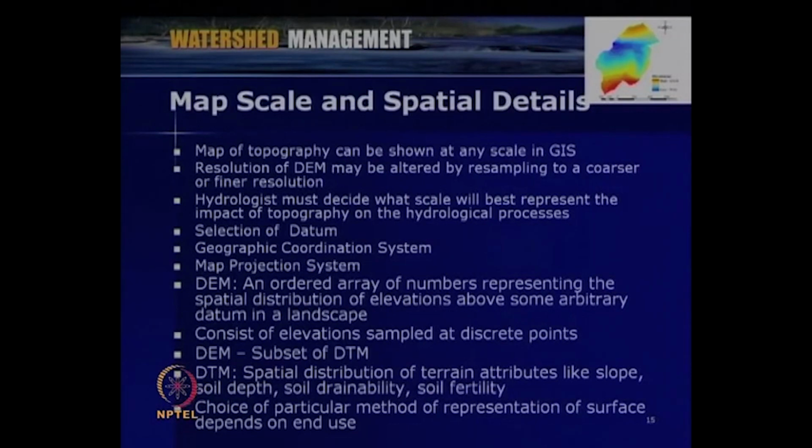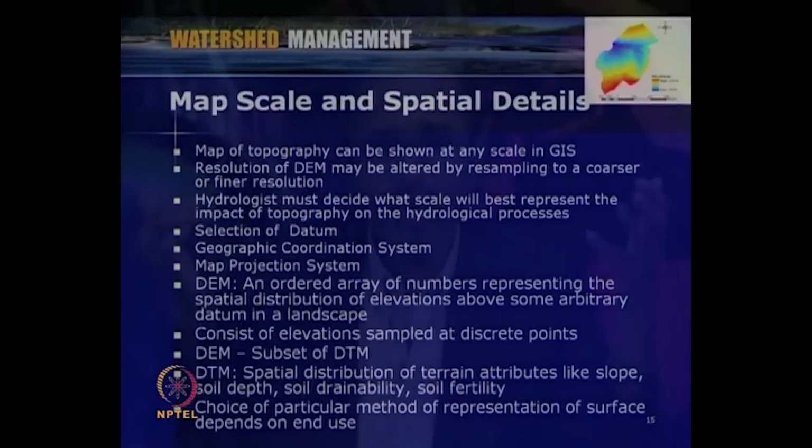We can use the geographic coordinate system by providing at least 3 specific points where the details are known, and then with respect to that the variation can be represented. And then a map projection system. So, when we are projecting the map, how the system is behaving.